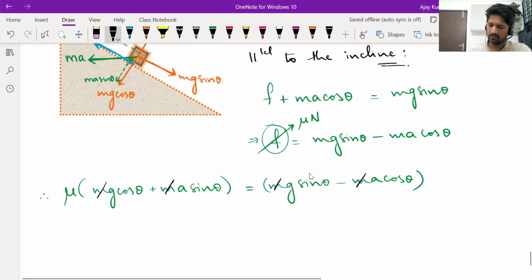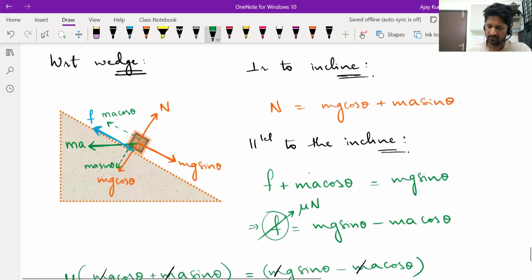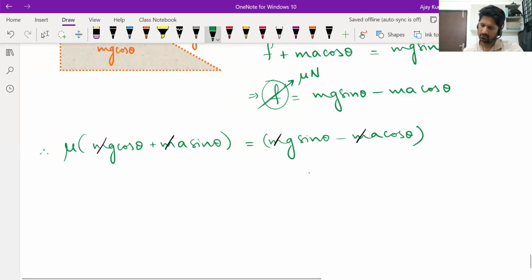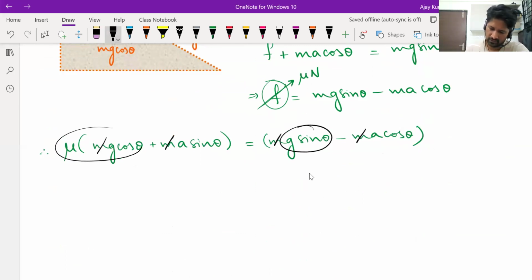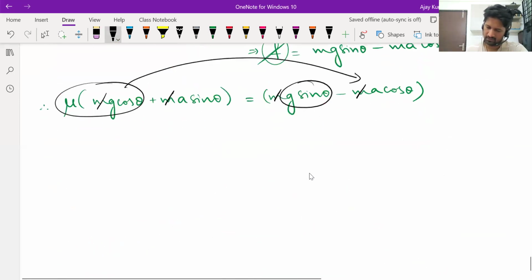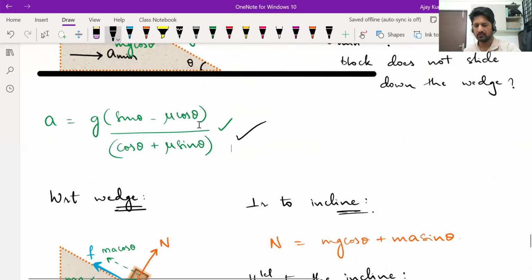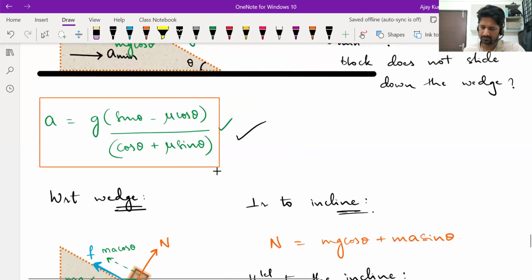Mass gets cancelled. Now you keep the a terms on one side, g terms on one side. I think the answer that Vanilla has given is correct. So if you keep only the g terms on one side, g sin theta will be there. And from this side, you get mu g cos theta to the other side. So g sin theta minus mu g cos theta divided by a terms on one side, if you keep mu sin theta plus cos theta. Okay. Yeah, this is correct. So that is the minimum acceleration that the wedge should move with, such that the block does not slide down the incline.